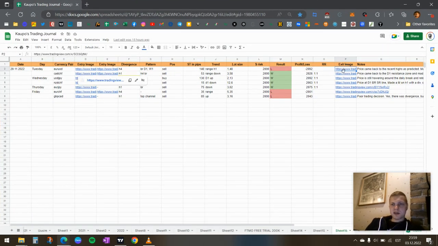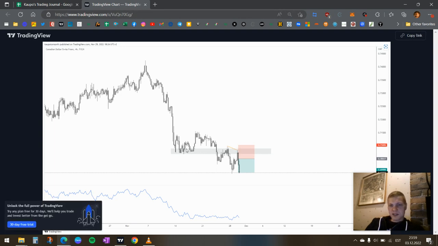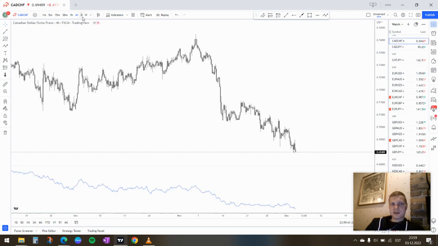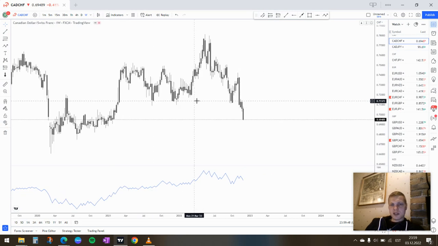So CAD CHF. Let's go to the end result. CAD CHF was a winner. So essentially, this resistance here is actually a weekly kind of resistance if I remember correctly. So this was the place where I entered to sell.